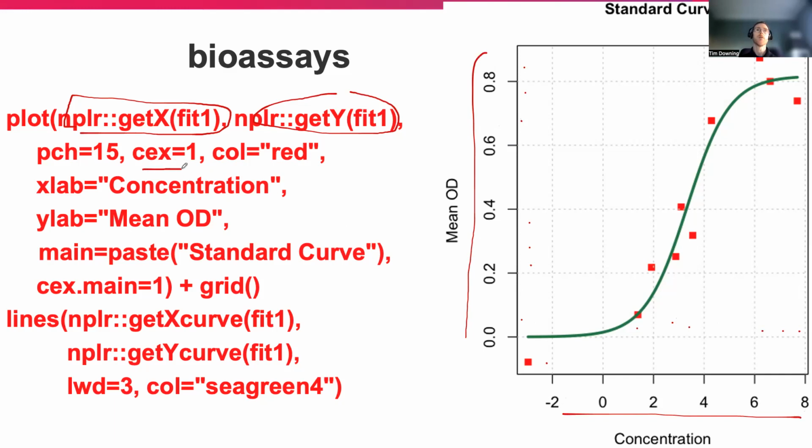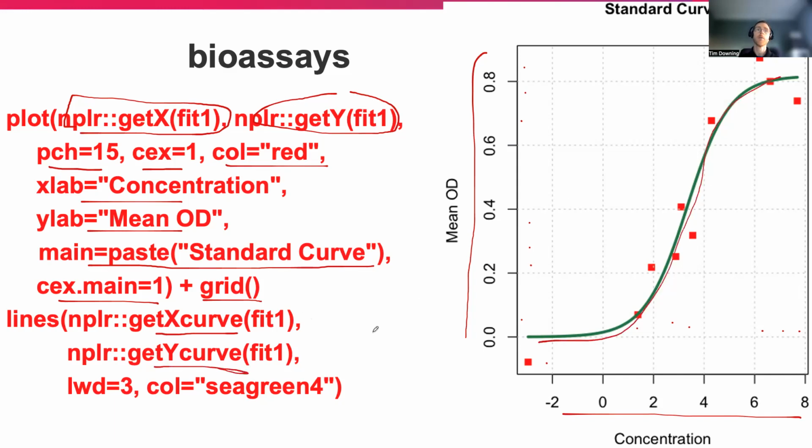We have the text size as normal, the color is red, the point shape is a square. We've labeled the X and Y axes. We've got the title. We've pasted in standard curve with a normal title size. We've added a grid for ease of viewing. And then we use the lines to get the curve of X and the curve of Y, so that's the X and Y values for the lines. That's the green line we've plotted here, with a thick line and a kind of sea green color. So that's how this plot was generated.